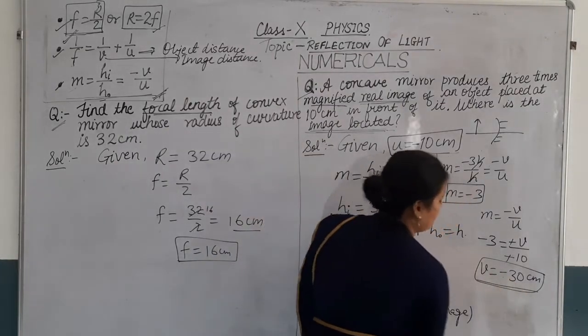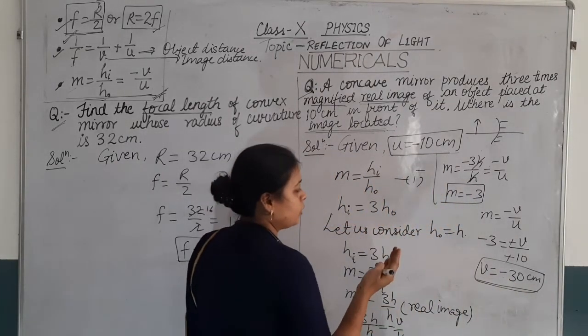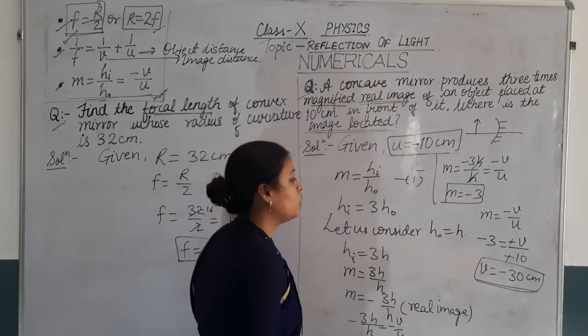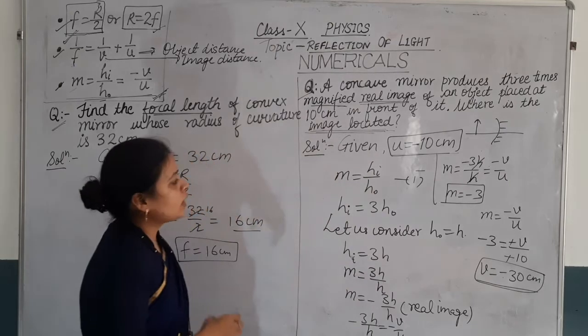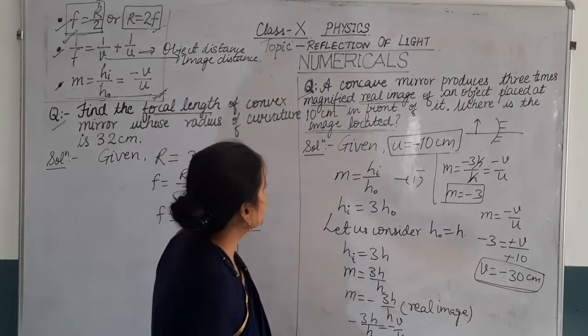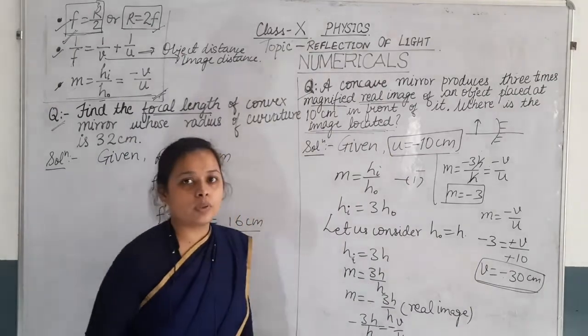And the negative sign here indicates that this image formed is real. It is already given in the question. So these are the two questions. Now let's solve the other two questions.